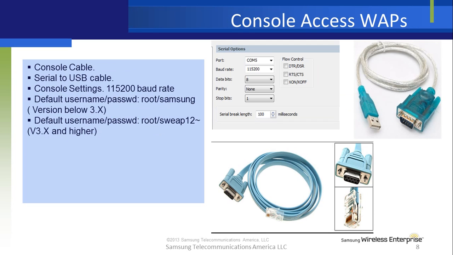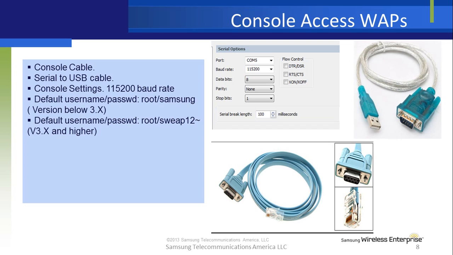All right. So for WAPs, you can only get console access to them. There is no GUI per se for the WAPs. Again, the same procedure, the same baud rate. The thing to keep in mind is you may have to try it twice. You may have to try username and password root, Samsung. Again, this is for versions below 3.x. If that doesn't work, then try root, sweep12 with the tilde sign. SWEEP is Samsung Wireless Enterprise Access Point, and this is for versions 3.x and higher.